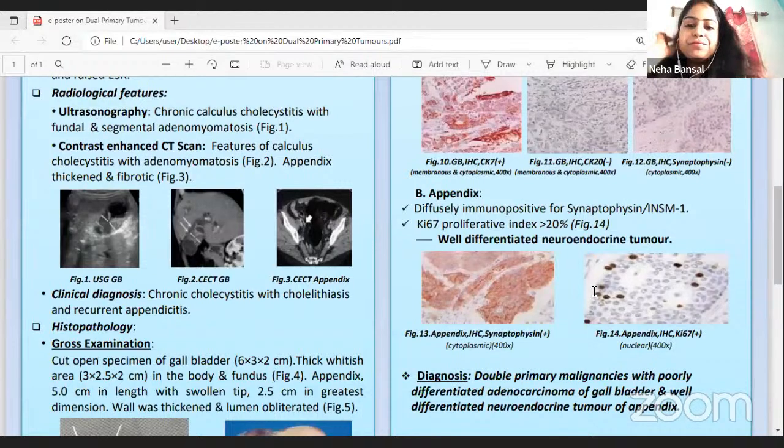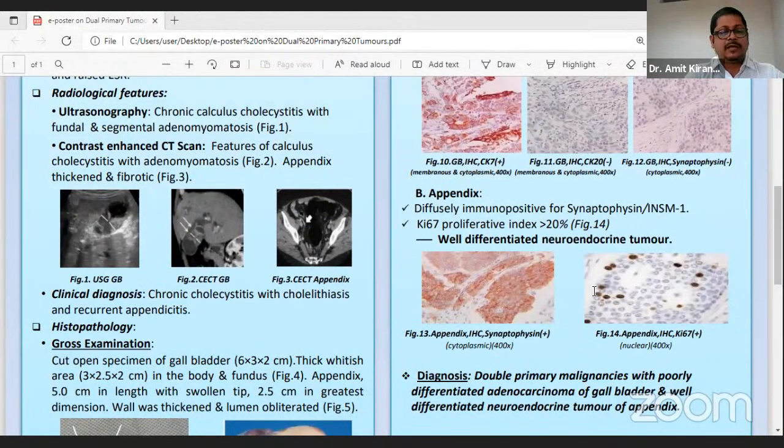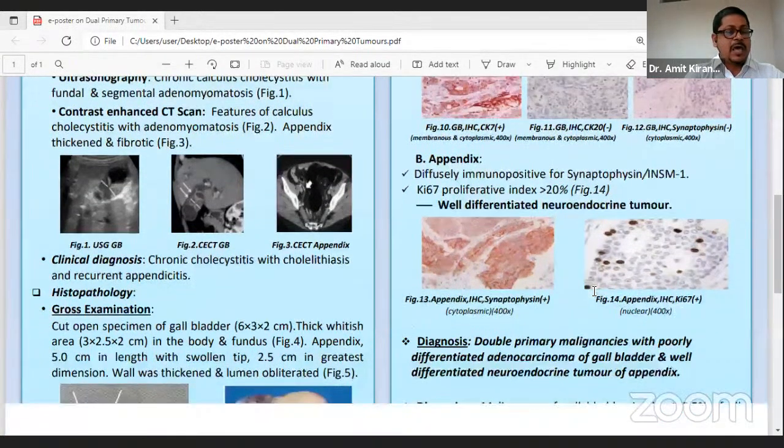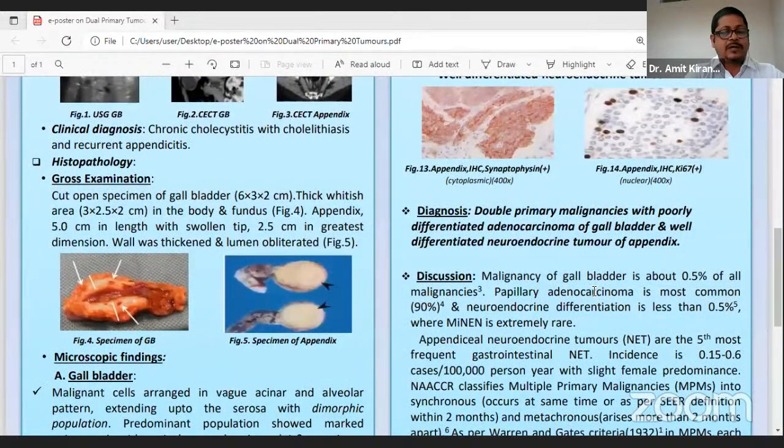and well-differentiated neuroendocrine tumor of appendix. As per Warren and Gates criteria, in multiple primary malignancies, each tumor should present a definite picture of malignancy, should be histologically distinct, and possibility of metastasis of each other should be excluded. And all the criteria were fulfilled in this case. As per the classification of the North American Association of Central Cancer Registries, NAACCR, this case was synchronous dual primaries as both tumors were revealed simultaneously.